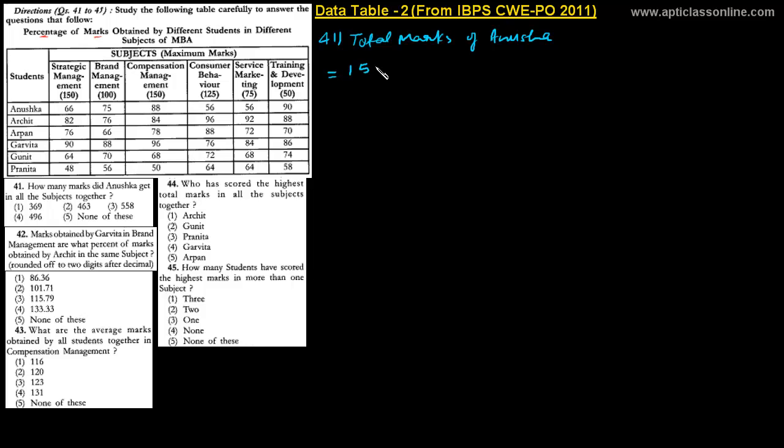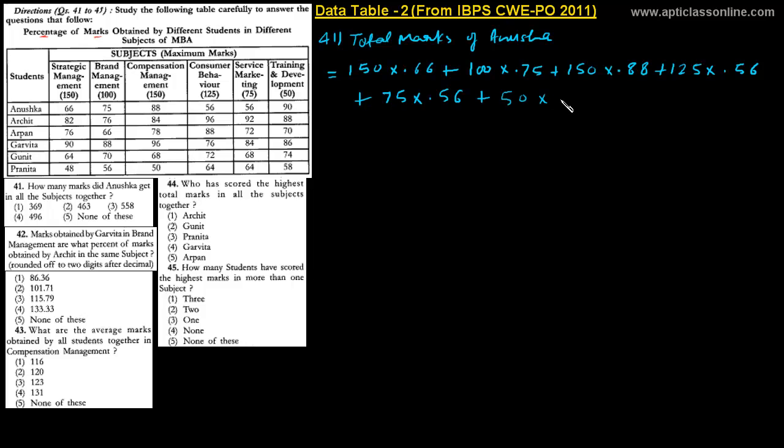is equal to 150 into 0.66 for this subject, strategic management. Then 100 into 0.75, plus 150 into 0.88, plus 125 into 0.56, plus 75 into 0.56, plus 50 into 0.9.